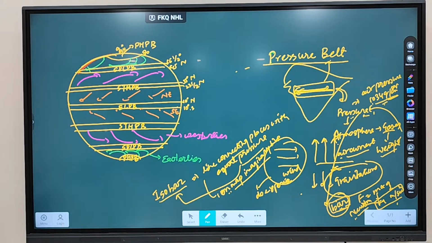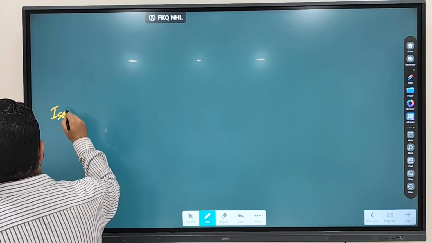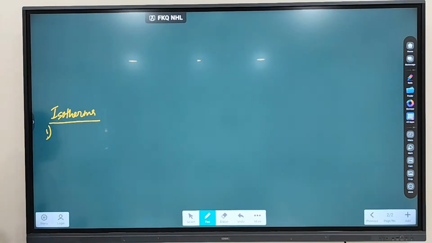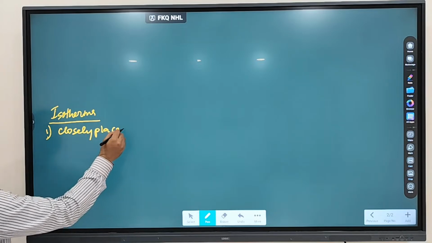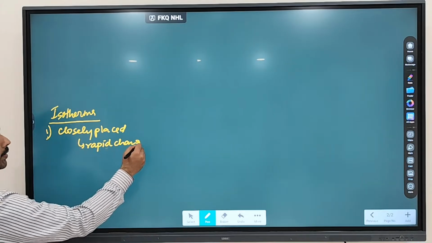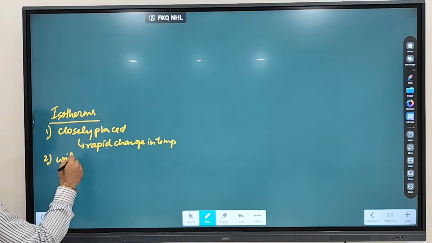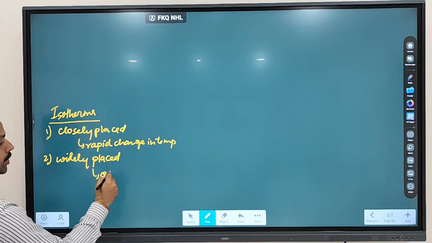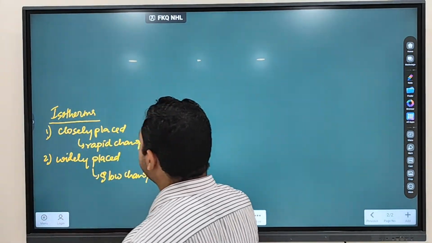So what are the properties of isotherms we have discussed? That isotherms, if they are closely placed, what will happen? It indicates rapid change in temperature. And if isotherms are widely placed, then there will be a slow change in temperature. This is what we have discussed regarding the characteristics of isotherms.